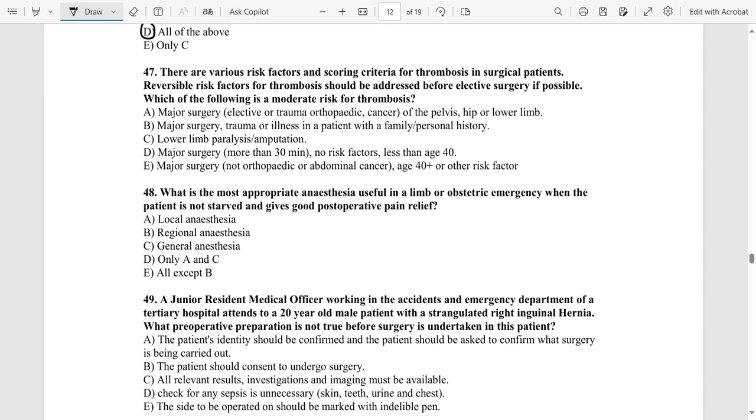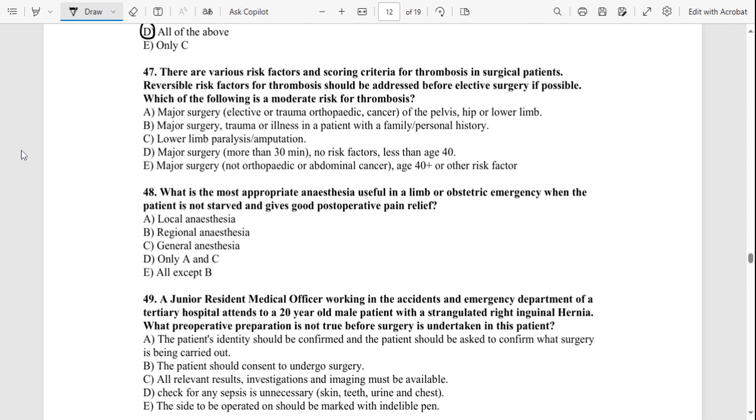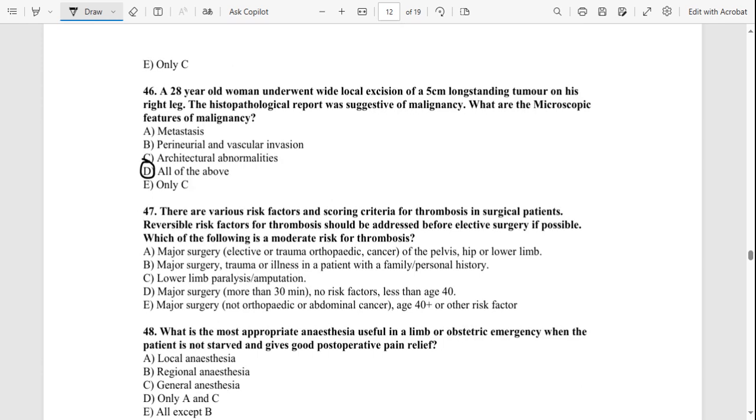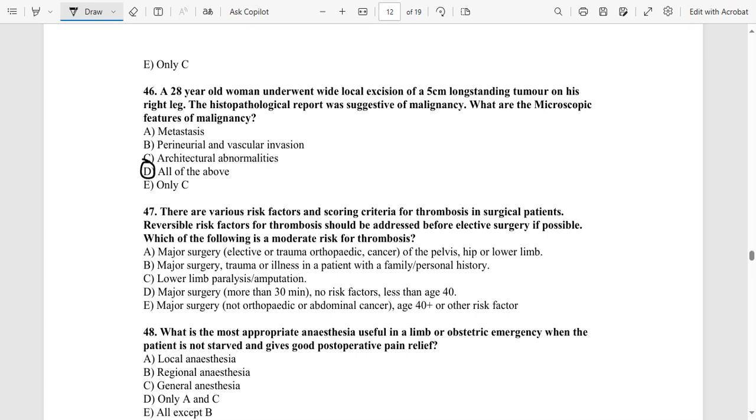Sorry, Doc, I have a question on the previous question. Yes, Doc. The question was asking what the microscopic features were. I didn't get the explanation on metastasis. How can you tell metastasis on the microscope? I'm behind on this one. Oh, the microscopic features. Yes. Okay.